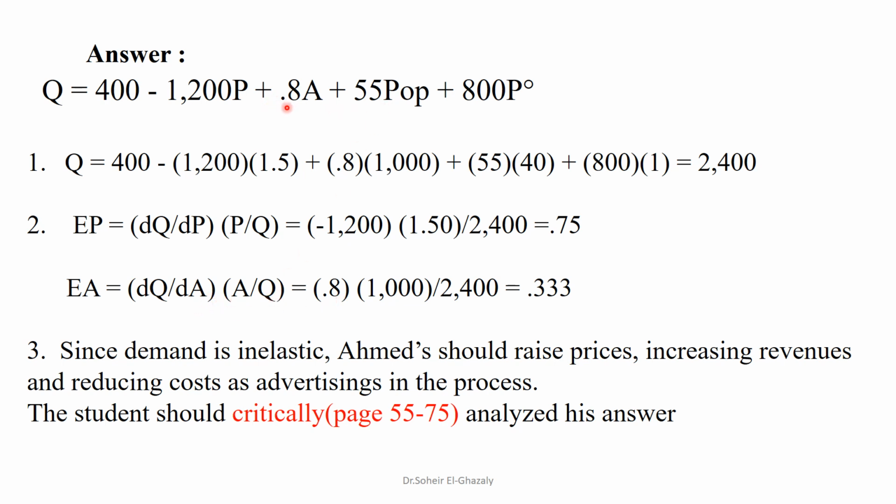Let's have A over Q. How much is A? Remember, 1,000 over Q. How much is Q? This is what we get. That's why, if you get this wrong, everything will be wrong. So you have to be careful about the first step. I'll take Q here, 2,400, 1,000 over 2,400. Calculate it to be 0.333. Now we have the two elasticities: elasticity of price and elasticity of advertising.